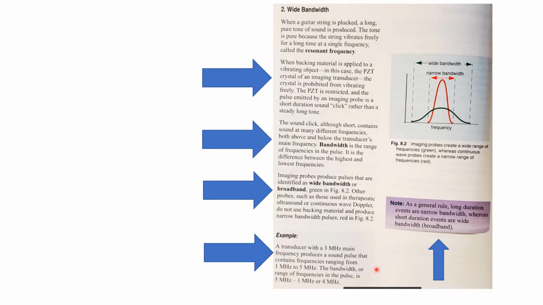And just as an example, a transducer with a 3 megahertz main frequency produces a sound pulse that contains frequencies ranging from 1 megahertz up to 5 megahertz. The bandwidth or range of frequencies of the pulse then is 5 megahertz minus 1 megahertz, or 4 megahertz. As a general rule, long duration events are narrow bandwidth, whereas short duration events are wide bandwidth.